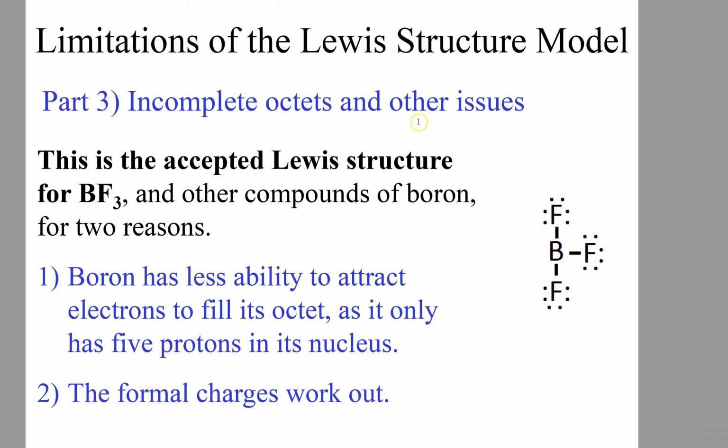Another limitation of double bonds is incomplete octets and other issues. So the accepted Lewis dot structure for boron is that boron has less ability to attract electrons. When we're talking about electronegativity with, for example, fluorine, you always want to look carefully at which one is able to pull electrons and which one's able to attract. Boron does not really attract as much, and because of that, it doesn't fill up its octet. It only has 5 protons, so it only brings in 5 electrons, and usually the formal charges, if you run them on here, are going to work out. So boron's one of those exceptions to that rule.